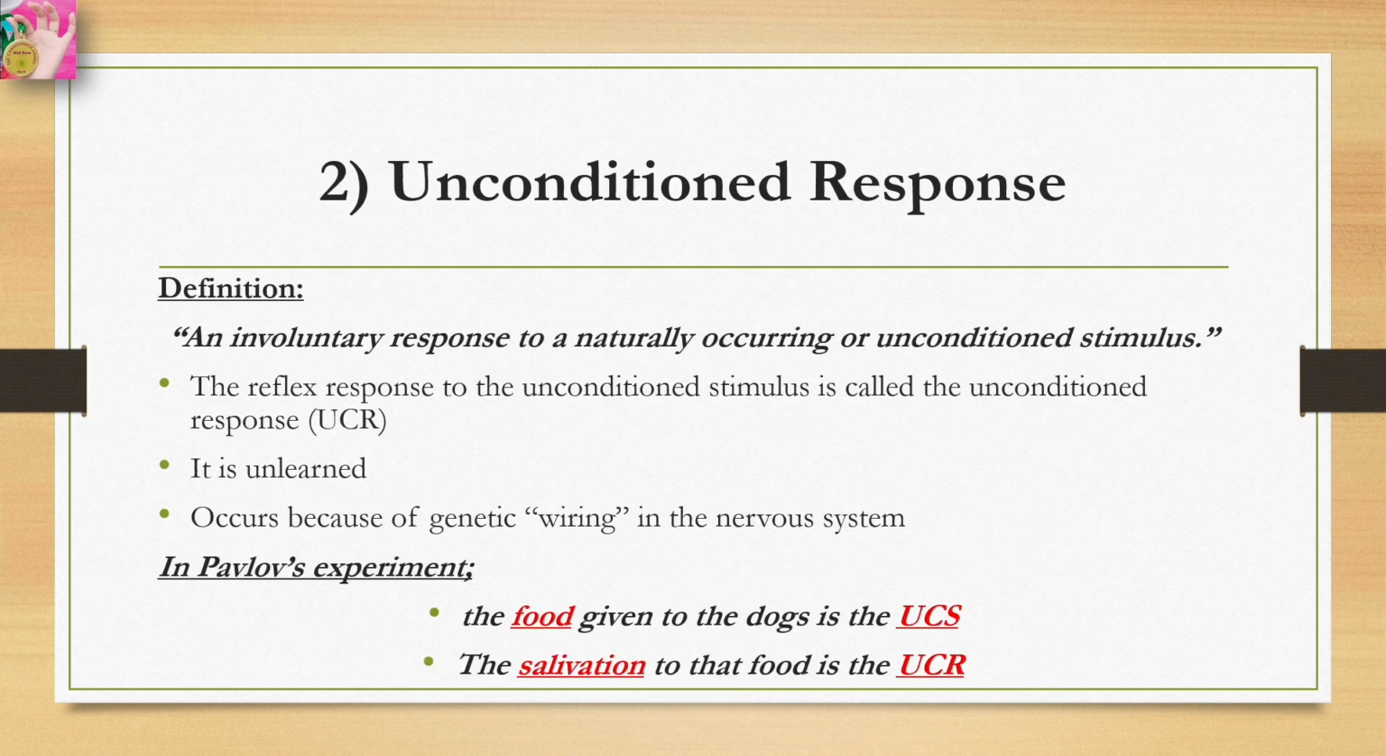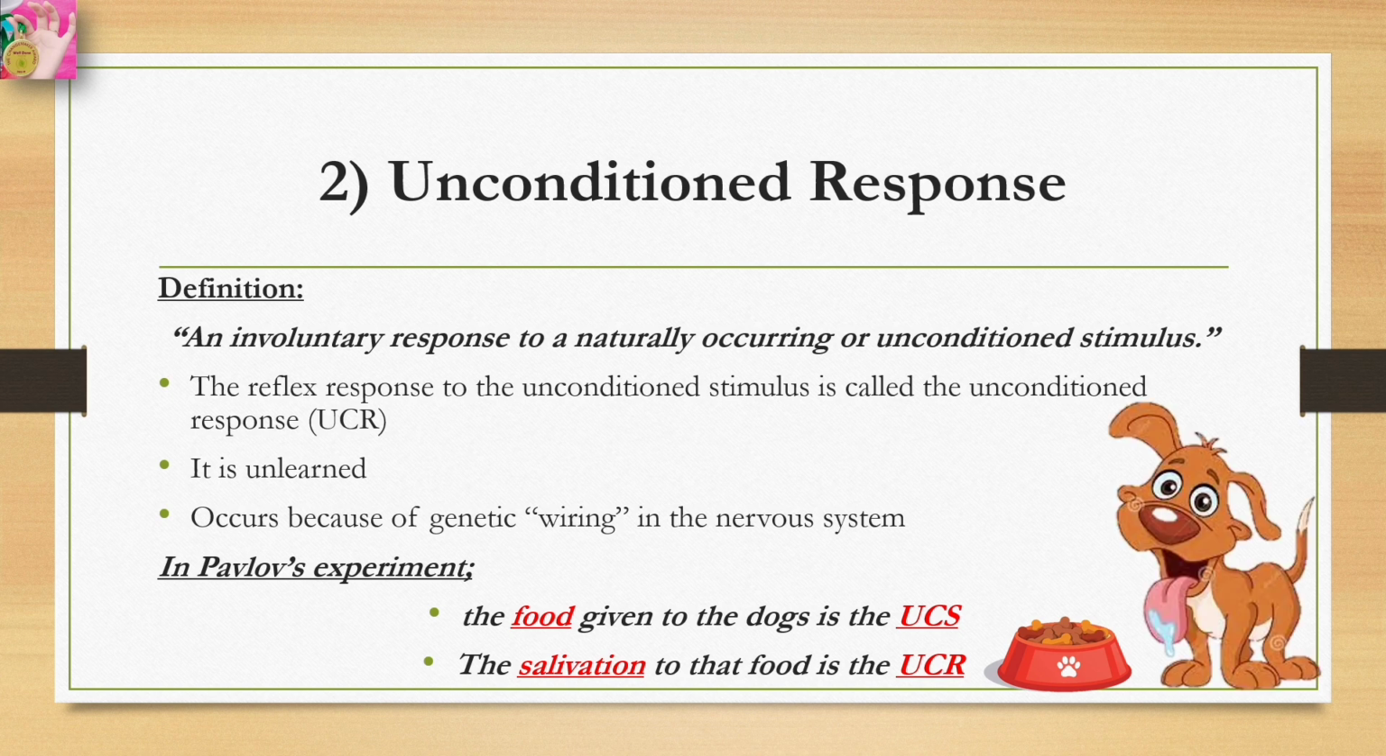Now, if we talk about the unconditioned response, the reflex response to the unconditioned stimulus is called the unconditioned response. It is unlearned and occurs because of genetic wiring in the nervous system. For example, in Pavlov's experiment, the food given to the dog is the unconditioned stimulus, and the salivation to that food is the unconditioned response.